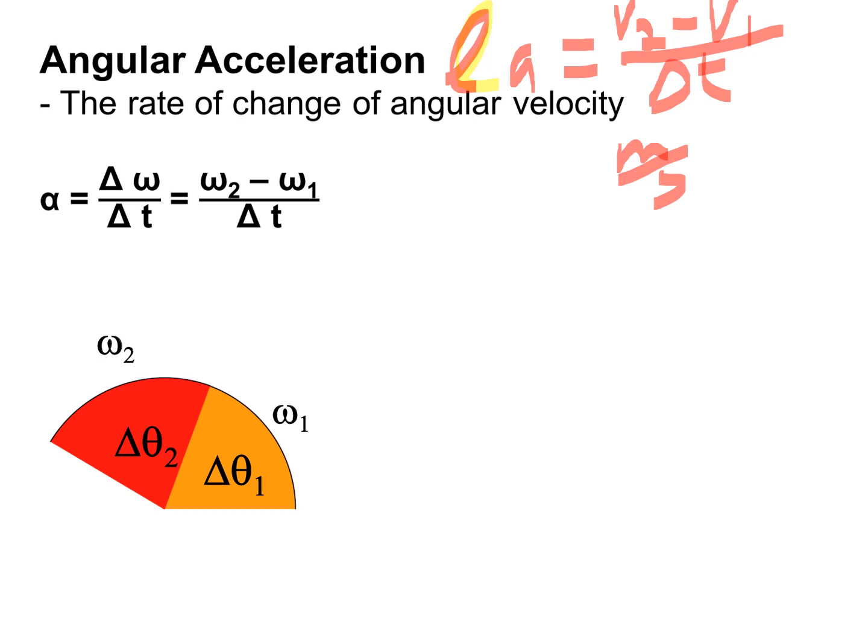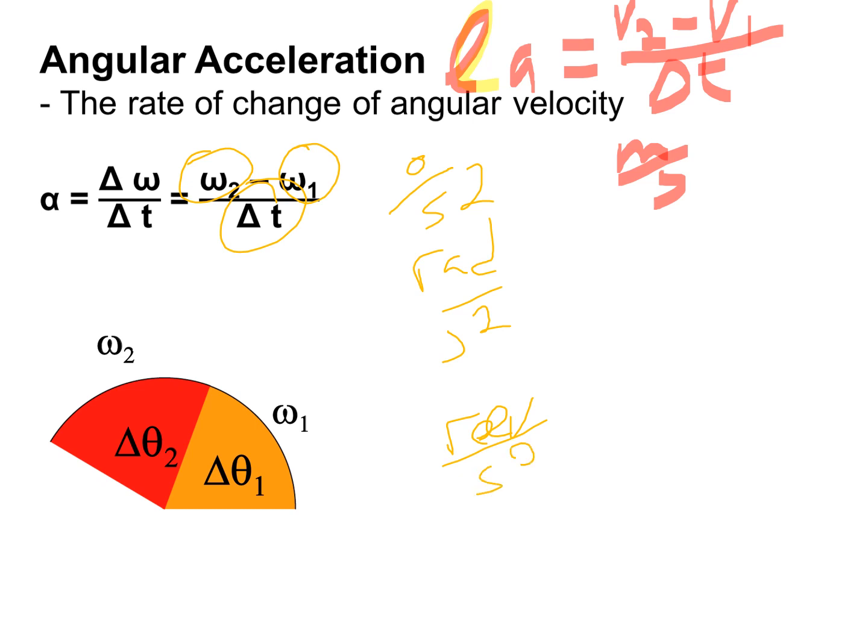With angular acceleration, we're looking at the final angular velocity minus the initial angular velocity divided by time. Okay, so we're going to have degrees per second squared, radians per second squared. We may have revolutions per second squared. Okay, so once again, as far as calculating, it's not any different than our linear kinematics.